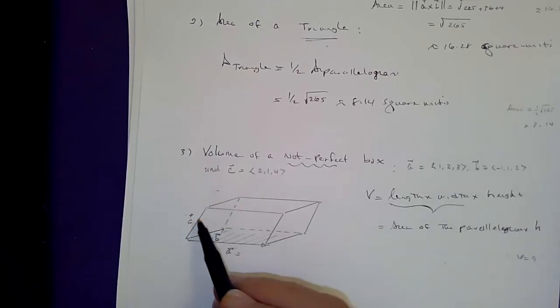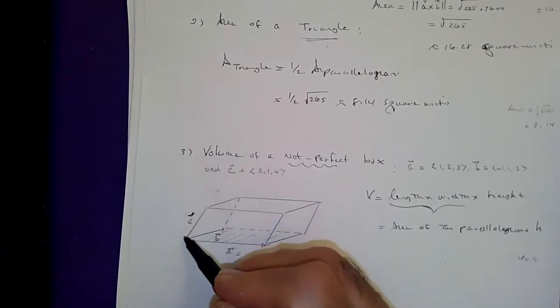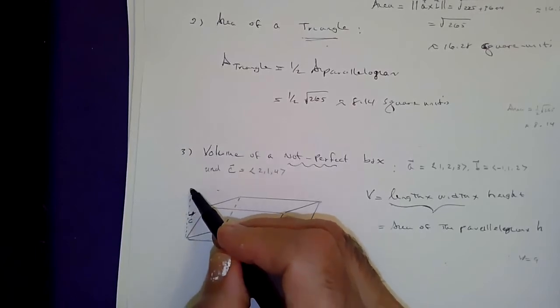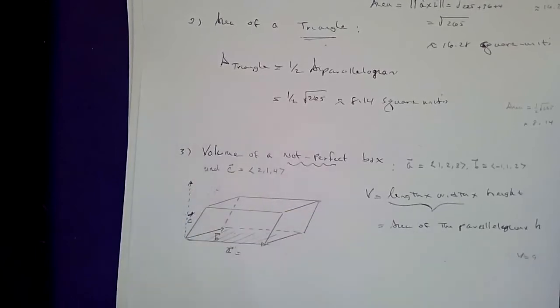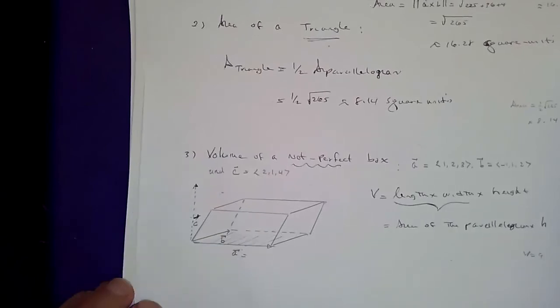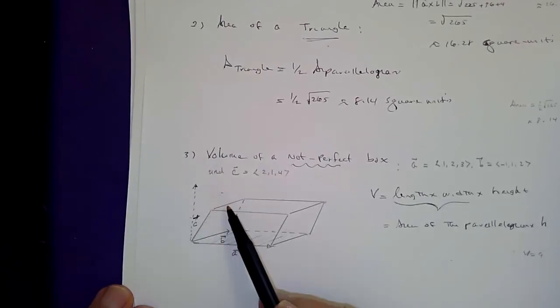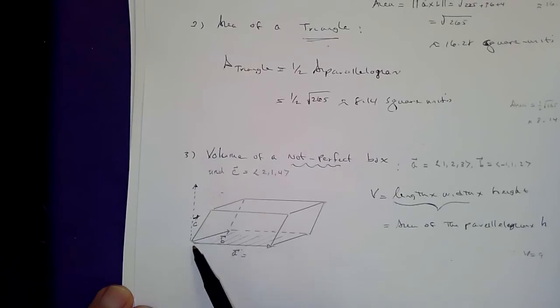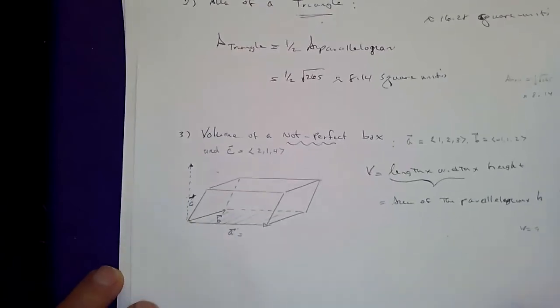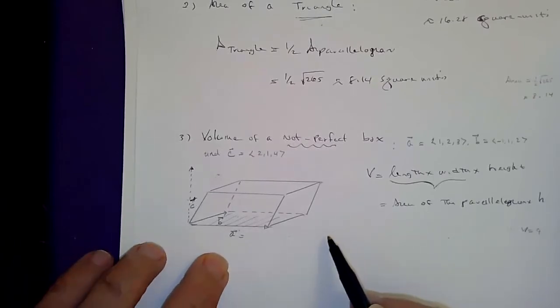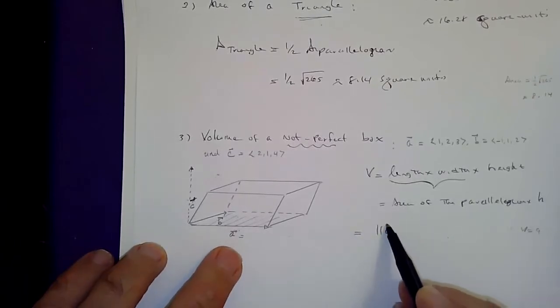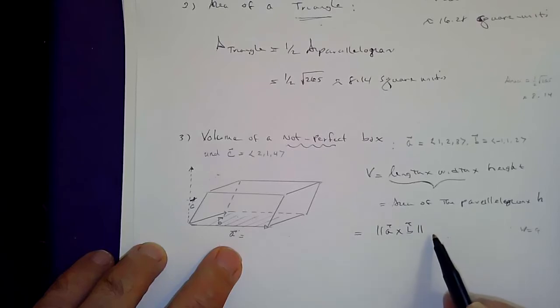But the height is not vector C. The height is this guy, on this line, right? Because whatever the height of the box is, it has to be perpendicular to all these vectors, correct? But C, which supposedly is the height, is slanted, so it's not perpendicular to the area. Do you see it? So what do we do? Well, first we find A cross B, and then the height.